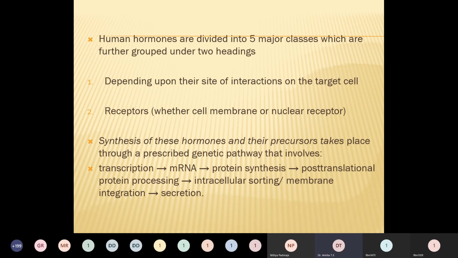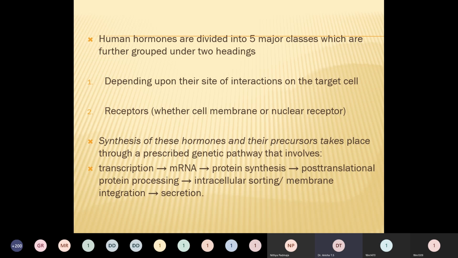Hormones are divided into five major groups based on the site of interaction on the target cells, and the other classification is depending on the receptors, whether they are cell membrane receptors or nuclear receptors. Cell membrane means the receptors of these hormones will be present on the cell membrane. Nuclear receptors means they will be present inside the cell. Obviously, the nucleus is present inside the cell, and the nucleus will also have a membrane called the nuclear membrane, and these receptors are present inside or on top of the nuclear membrane.